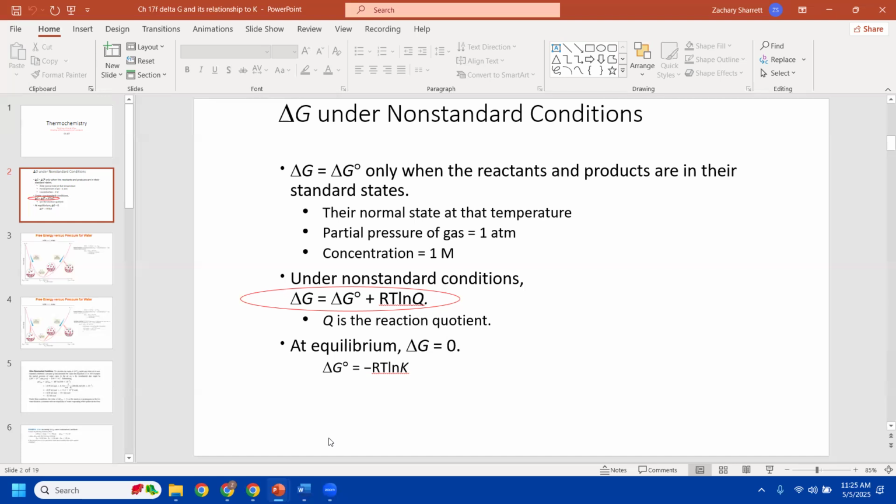Now I'm going to show you this equation. What's the difference between delta G naught and delta G? Can anybody tell me?